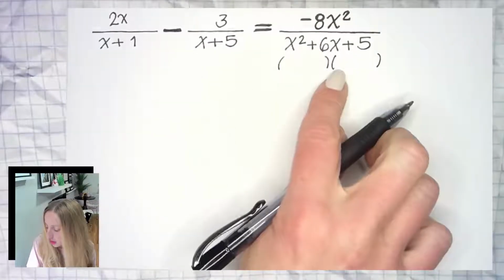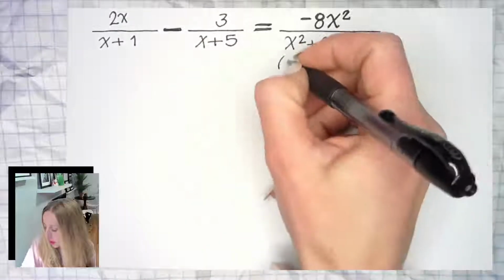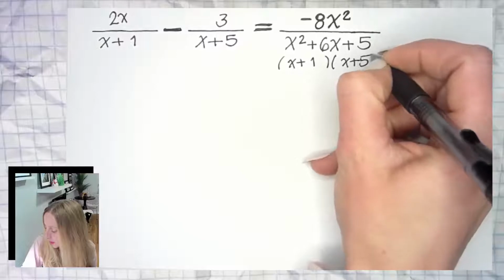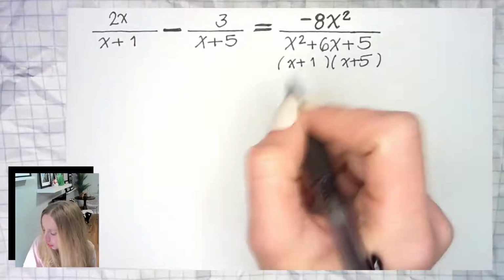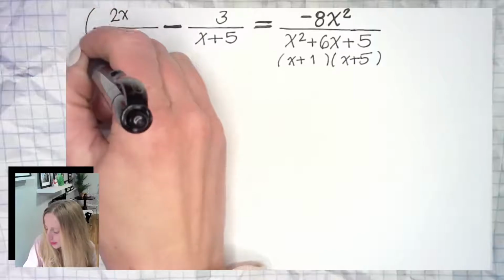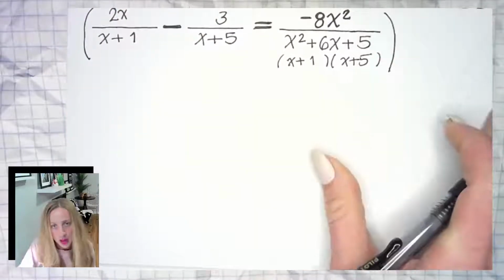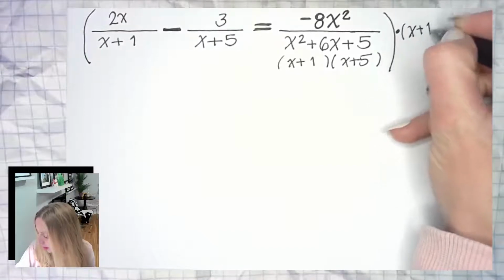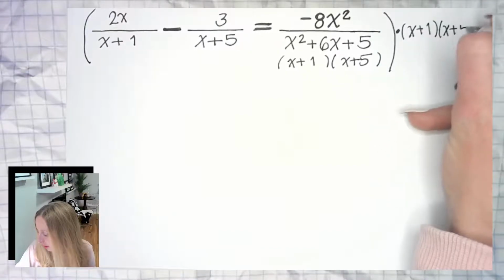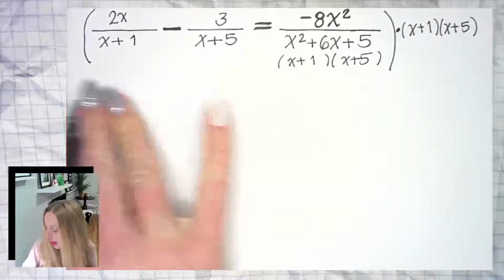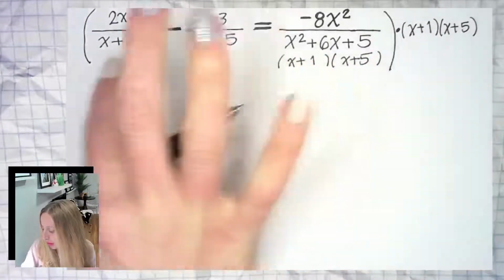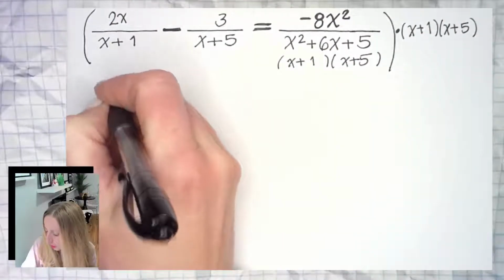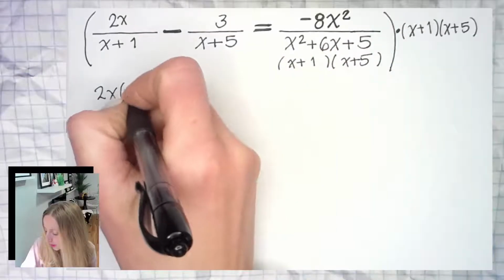This is good, nothing crazy, but let's go right here: x plus 1 and x plus 5. All right, so from here, we're going to identify our least common denominator and multiply through by that. That will be x plus 1 and x plus 5. If I multiply that through to everything, the x plus 1s will cross out. The 2x on top will only need to be multiplied by the x plus 5.